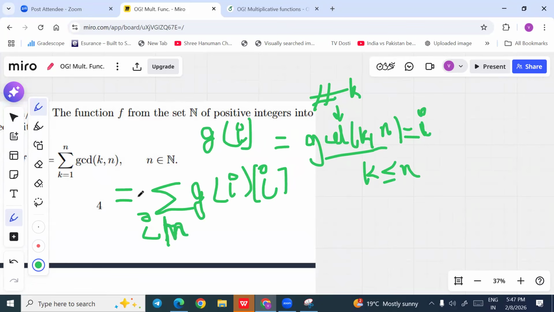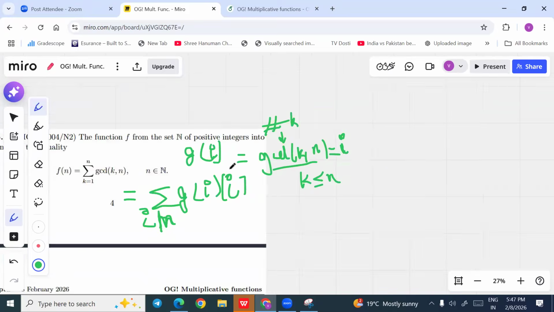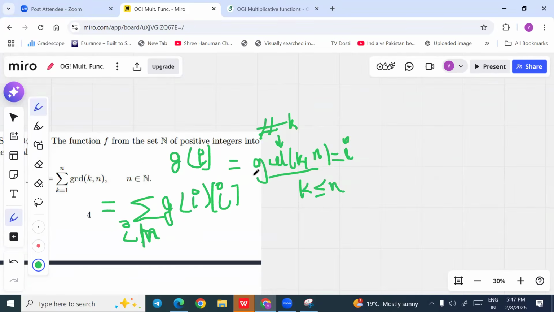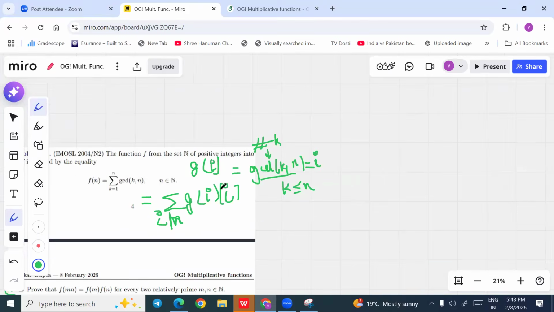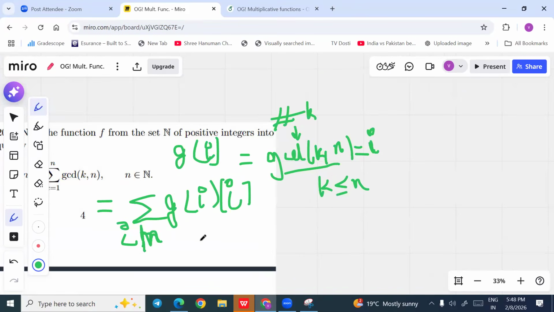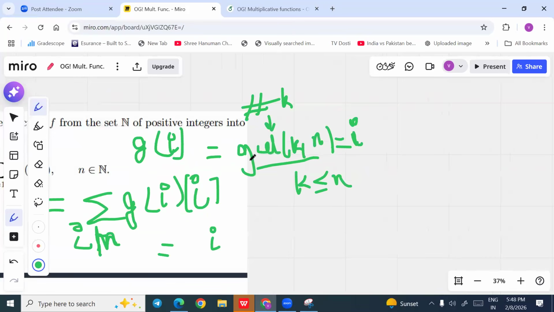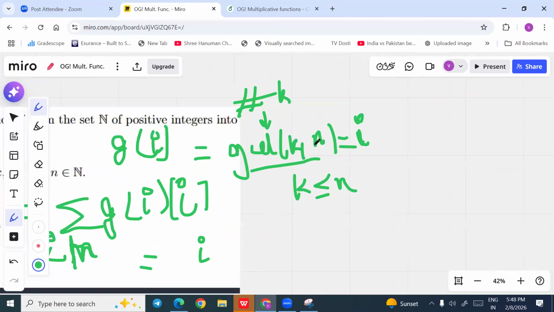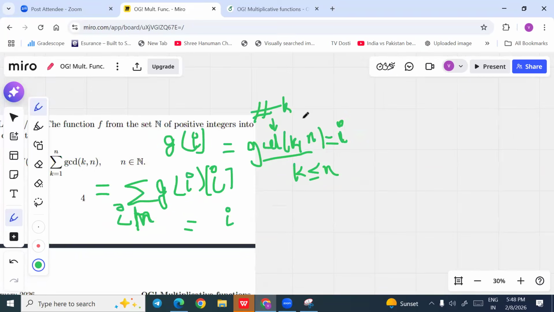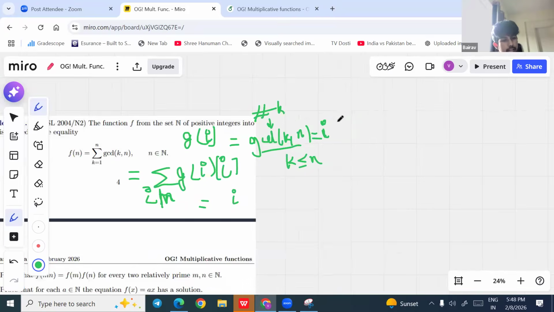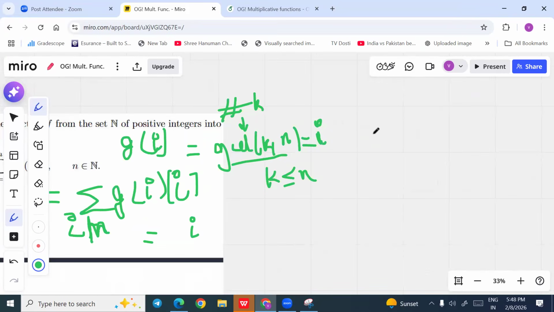Wait, what have you written? Okay, so you get I times g of I. Okay, yeah, got it. So this is I times g of I. And do you see what g of I is explicitly? It is phi of n divided by I. So g of I is the number of k which satisfies this.